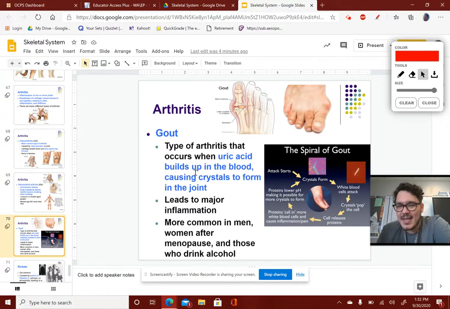When you have too much uric acid, it actually causes crystals, literal crystals, to form in the joints. Are these crystals so large that you can physically see them? No.